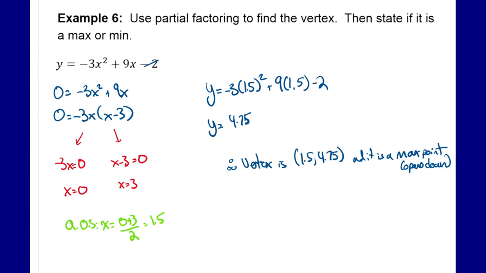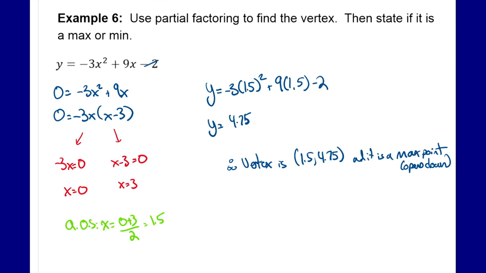So coming back, we should be able to cancel out the minus 2, set it equal to 0. Common factor, so we get negative 3x times x minus 3. We set each factor equal to 0. We get x equals 0 and x equals 3.